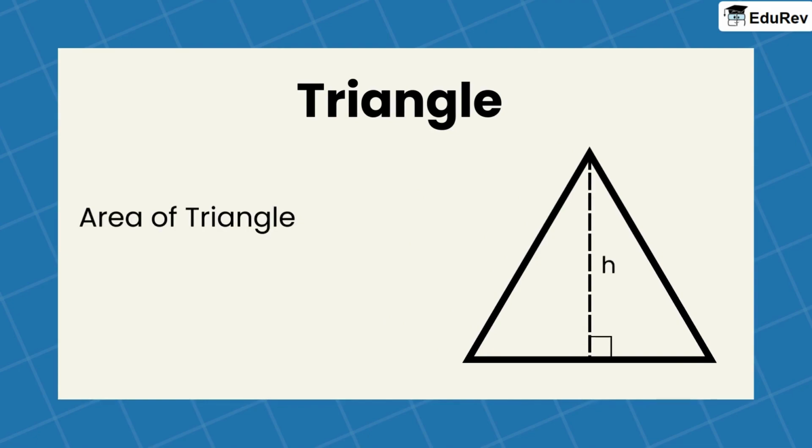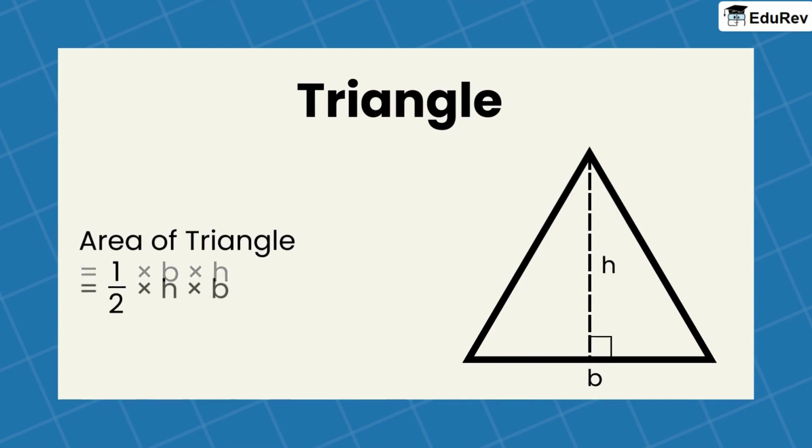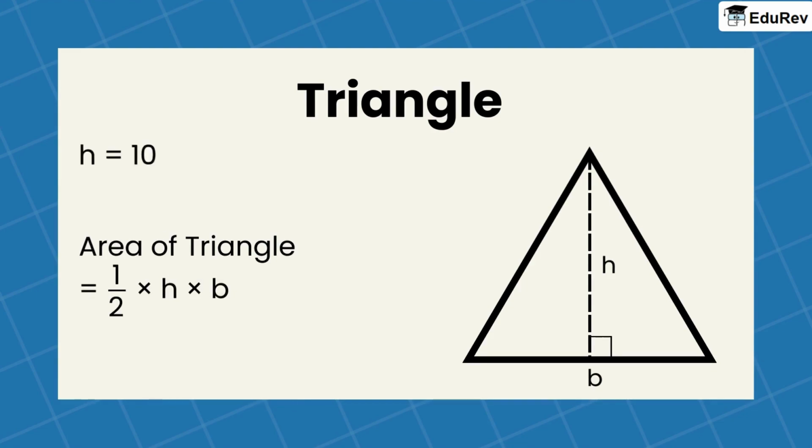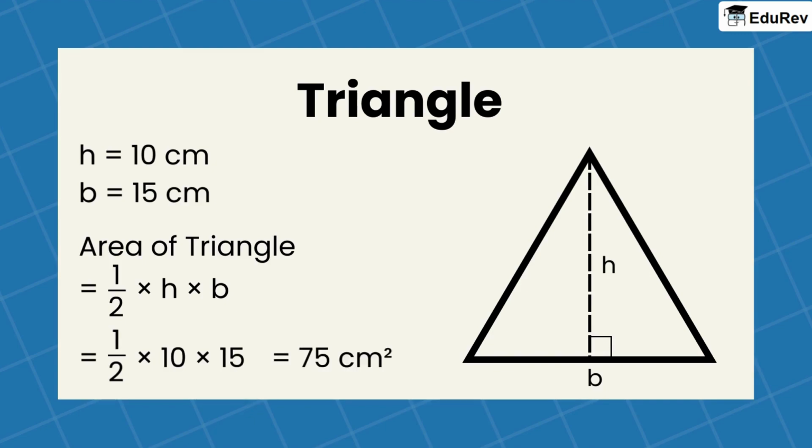If H is the height and B is the base, the area of triangle will be half multiplied by base multiplied by height. If the height of the triangle is 10 centimeters and base is 15 centimeters, we get half multiplied by 10 multiplied by 15, and finally on solving the area comes out to be 75 centimeters square.